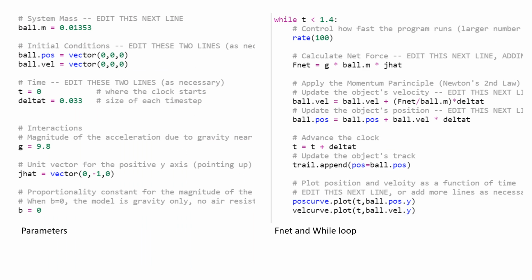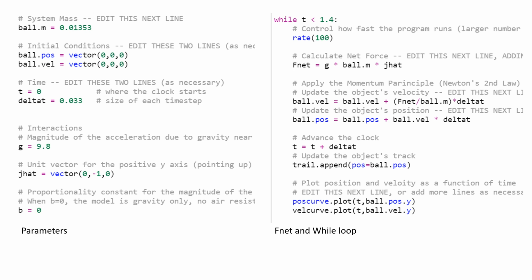After creating a displacement versus time graph using the observed motion, I used GlowScript to simulate the motion of the Caulfield filter, given that the only force acting on it was gravity and that it began with a zero velocity. In the code, I changed the mass of the object to be 0.01353 kilograms, which is the mass of the Caulfield filter. Additionally, the time step was set to be 0.033 seconds. Fnet was set to be the vector 0, negative 9.8 times the mass of the filter, 0 newtons.